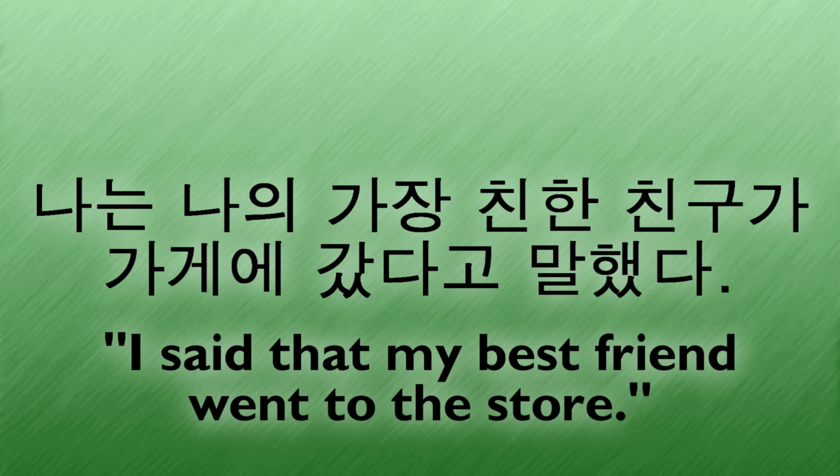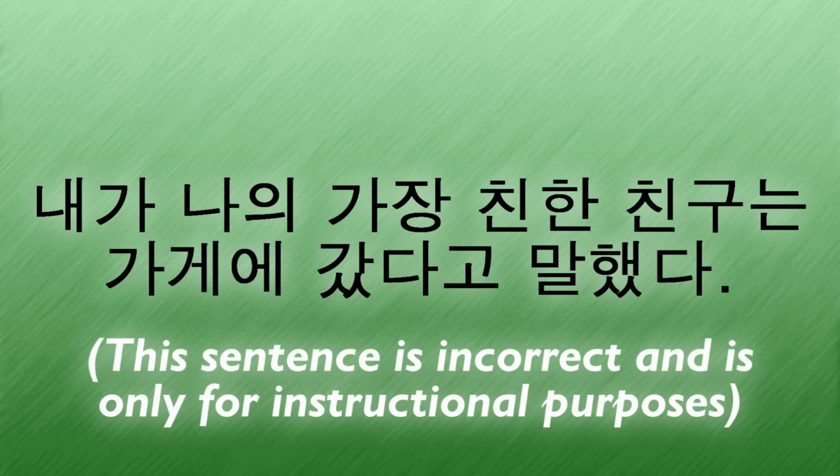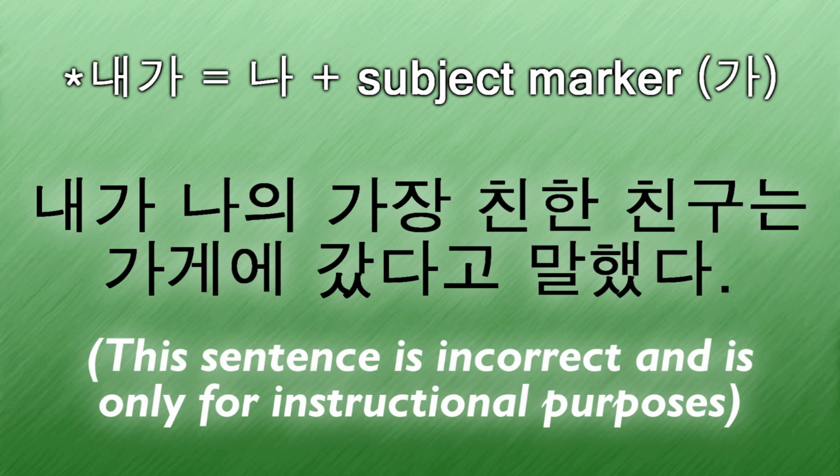Switching the topic and subject marker here would sound awkward. Let's try it anyway though. 내가 나의 가장 친한 친구는 가게에 갔다고 말했다. See what I did? We swapped I to be the subject, and now my best friend is the topic. Besides sounding strange now, the meaning of the sentence is essentially this. I. As for my best friend, let's talk about him now. I said he went to the store.